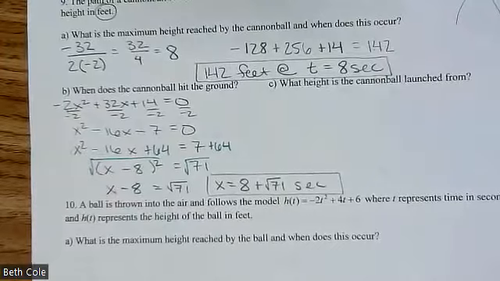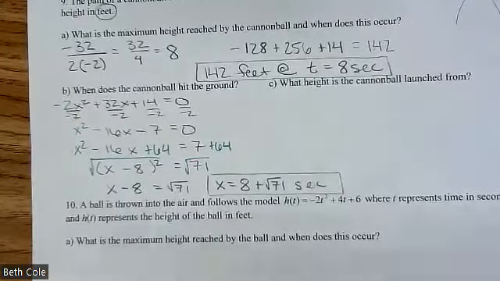What would the square root of 71 be about though? Like square root of 64 would be 8. So it'd be a little bit more than 8. Yeah, like 8 point something. So 8 plus 8 point something, it'd be around 16 point something seconds.